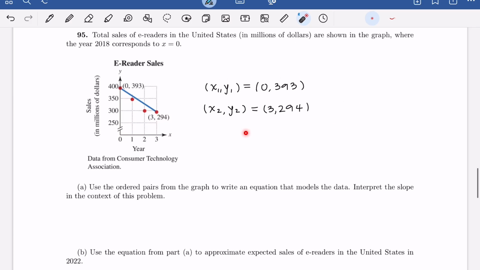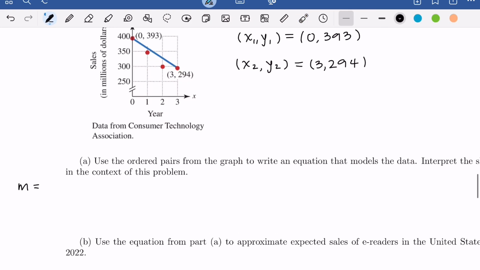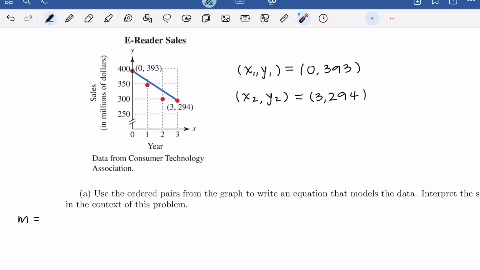All right, so we're going to use these ordered pairs here to write an equation. So we're going to use them first to find our slope. So using our slope formula, we are going to take the difference in our output, our y values here. We're going to take y2 minus y1. So 294 minus 393. And then in our denominator, we're going to take the difference in our x values. So 3 minus 0. Subtracting these in the numerator, we're going to get negative 99. And in the denominator, we're going to get 3. So this is going to give us negative 33.